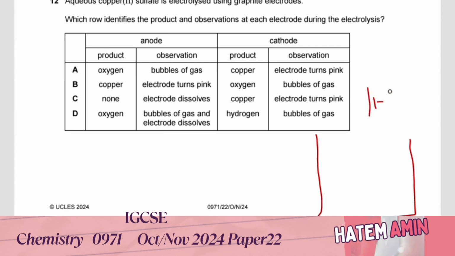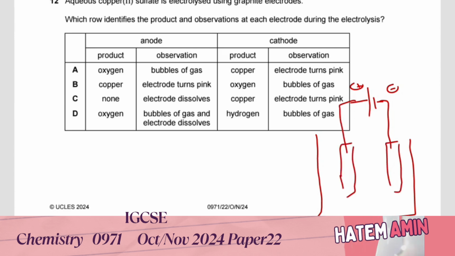Our battery is composed of negative and positive poles, and here we have electrodes. The two electrodes are graphite. These graphite electrodes are inert, to prevent interfering with the reaction. What do we have here? We have a solution of copper sulfate. This copper sulfate is composed of Cu and SO4, which is sulfate.